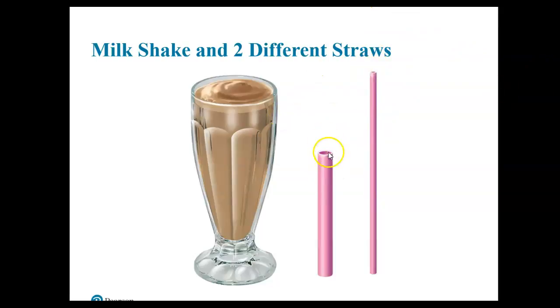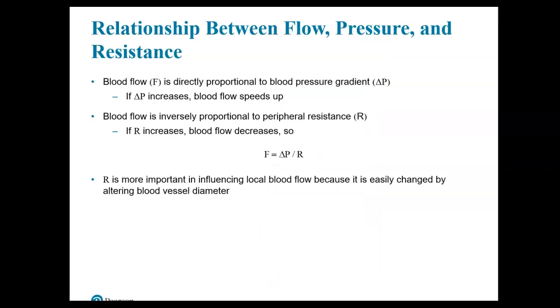So when the diameter is larger, there's less resistance. When the diameter is smaller, there's more resistance to blood flow. The longer that the blood vessel is, the blood vessel length, like this one here, would have less resistance to blood flow. Greater resistance to blood flow. And the blood viscosity is kind of like the thickness of the milkshake. The more thick that the blood is, the thicker that it is, the more resistance to flow.